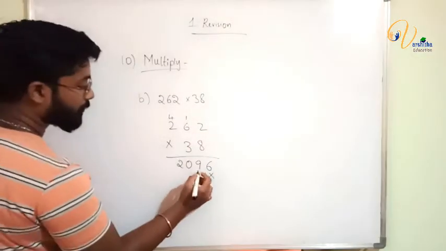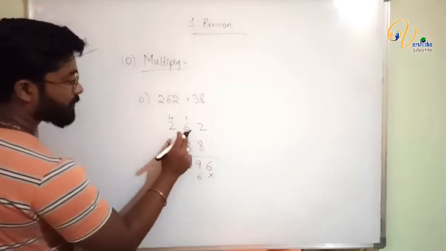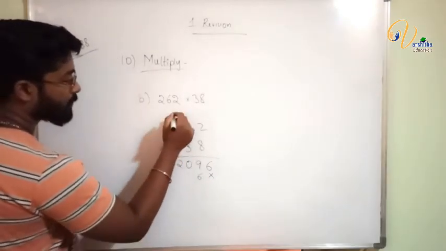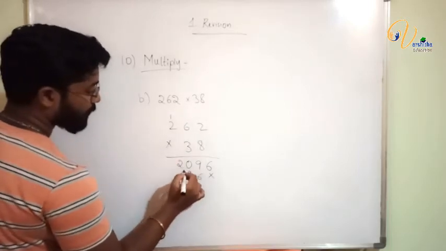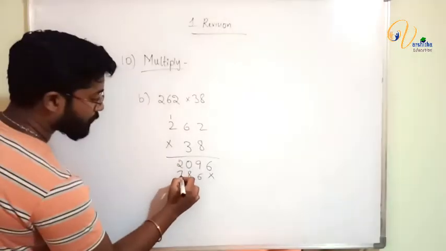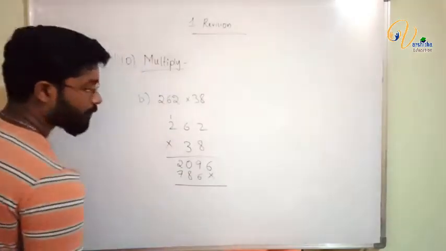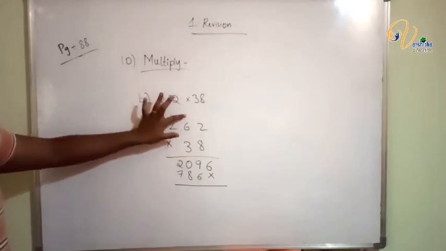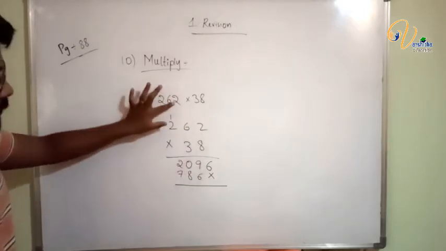3 2s are 6, 3 6s are how much? 18. 3 2s are 6 plus 1, 7. Completed, no? First we did with 8. 8 2s are 16.